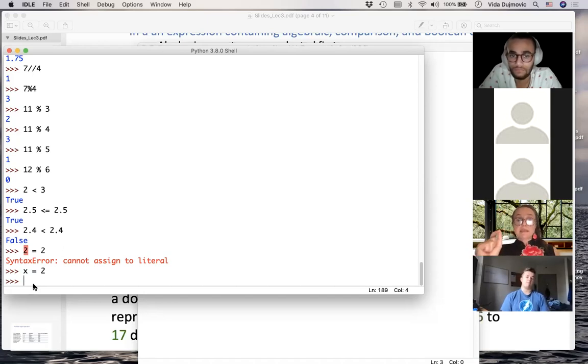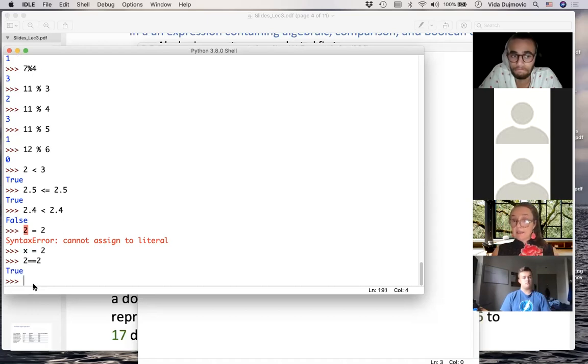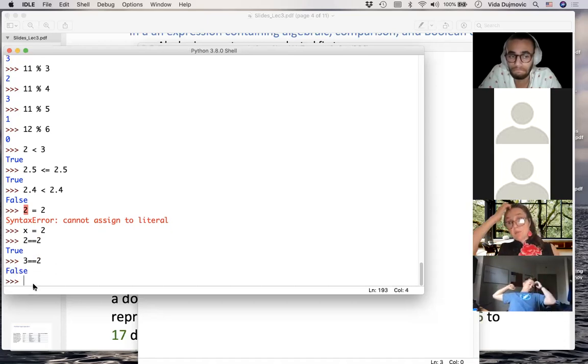It always tries to assign what's on the right-hand side to the left-hand side. If you really want to ask whether something is equal, then you use the double equal sign. 2 == 2: you're asking, are they the same? You get True. 3 == 2: you're asking, are they the same? You get False.